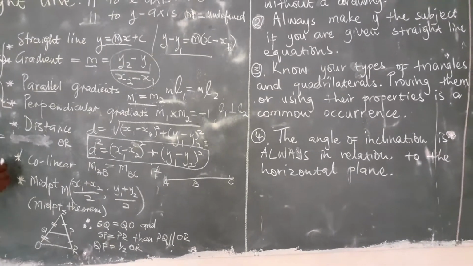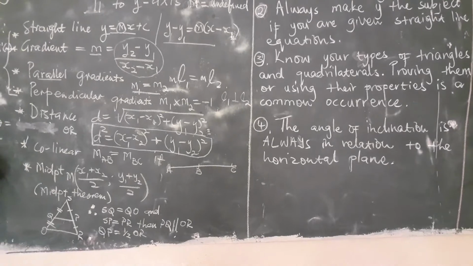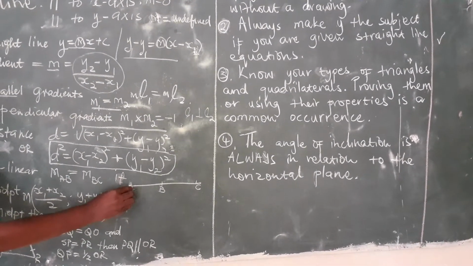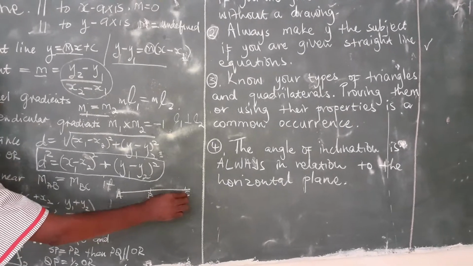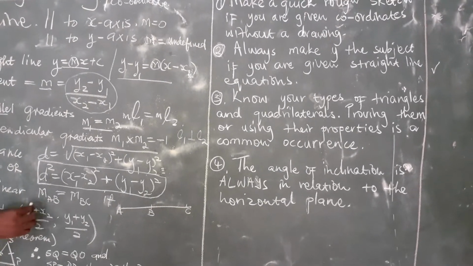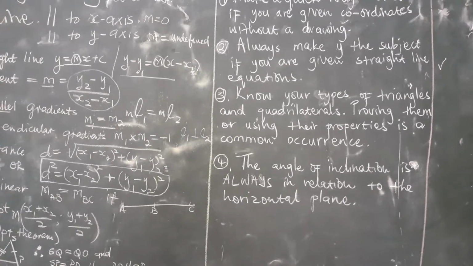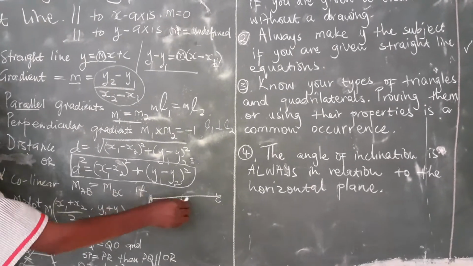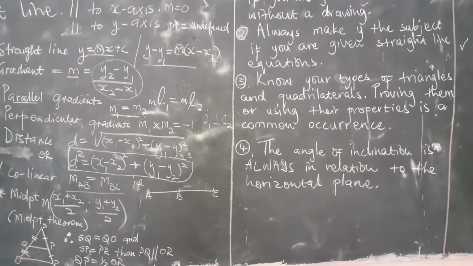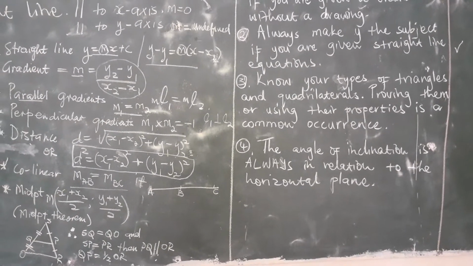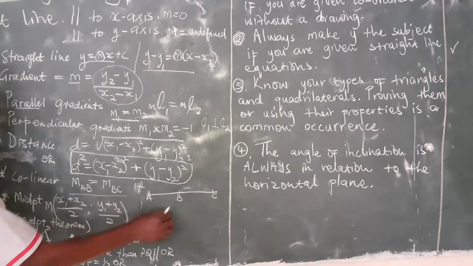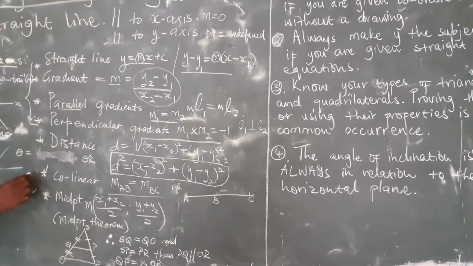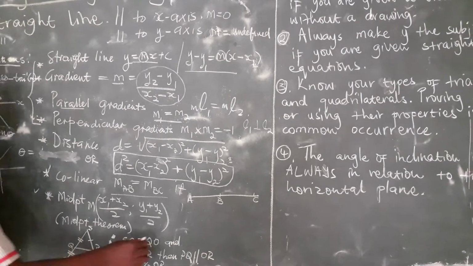Now, when are points collinear? They are collinear if they have A on that line, B on the same line, and C on the same line. Therefore, their gradients must also be equal, just like when lines are parallel to each other. When the points are collinear, the gradients are equal. Now let's look at the midpoint. The midpoint is the middle of the line segment.